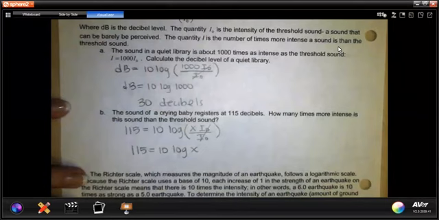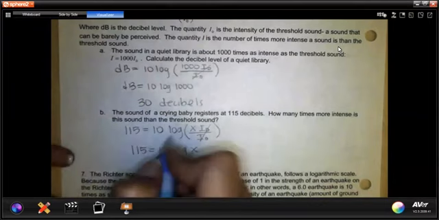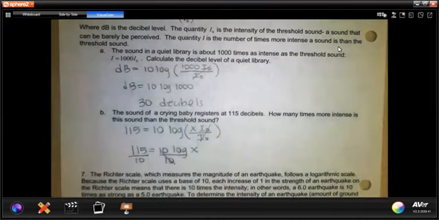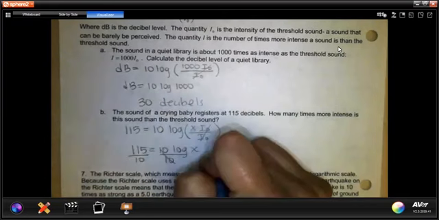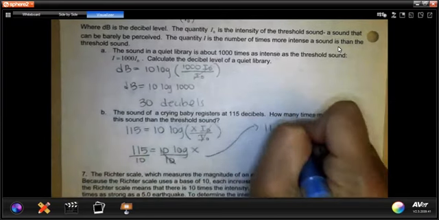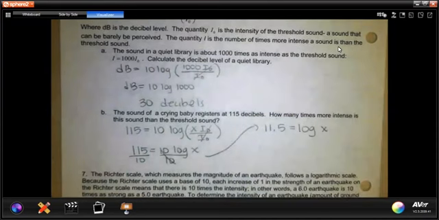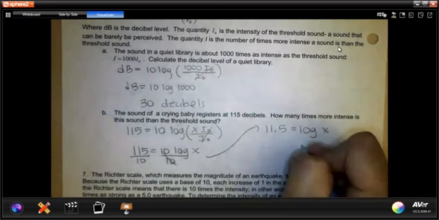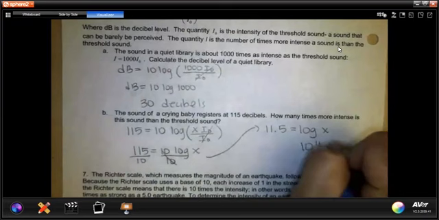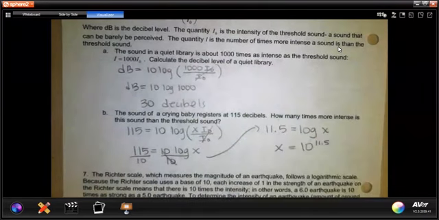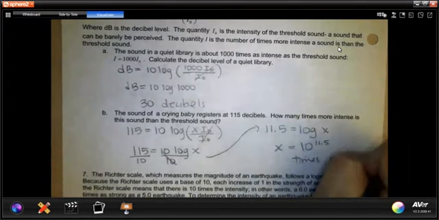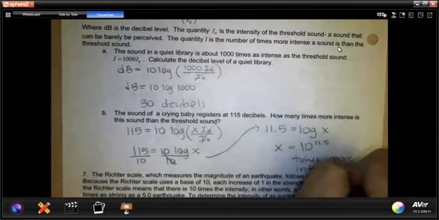In order to solve for this log, I need to get rid of this 10. They're being multiplied, so I divide by 10. So that's 11.5 is equal to log of x. The common log has a base of 10. So when I convert this to an exponential, that is going to be 10 to the 11.5 is equal to x. So this is 10 to the 11.5 times more intense than the threshold sound.